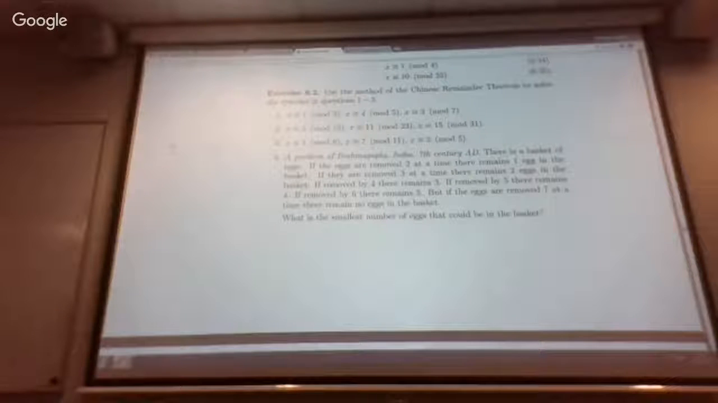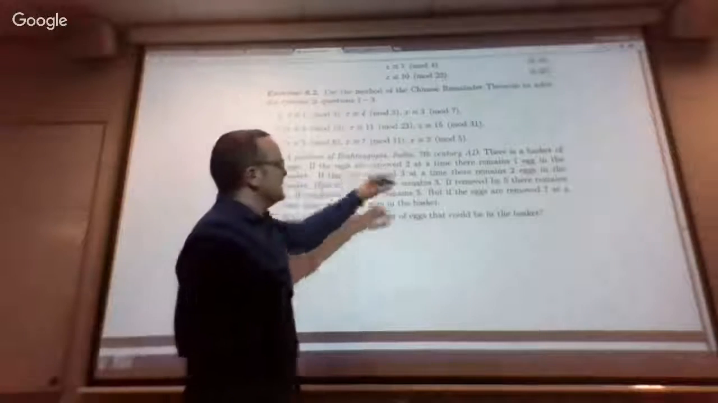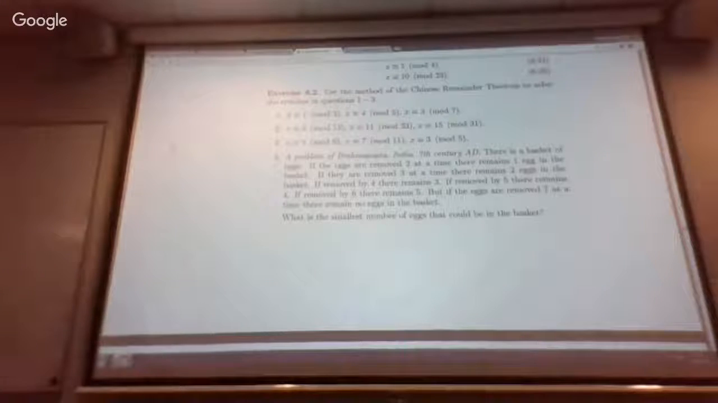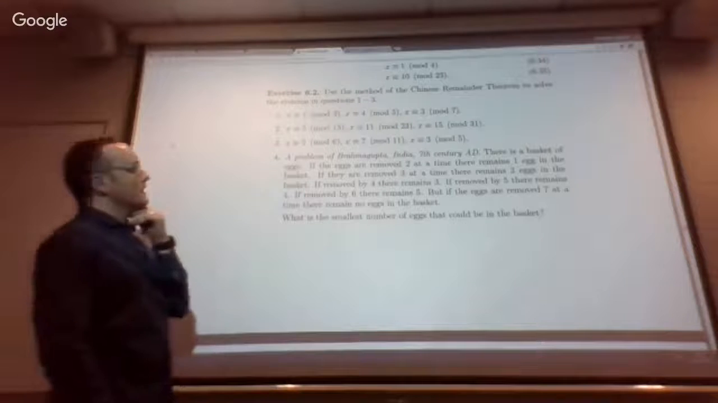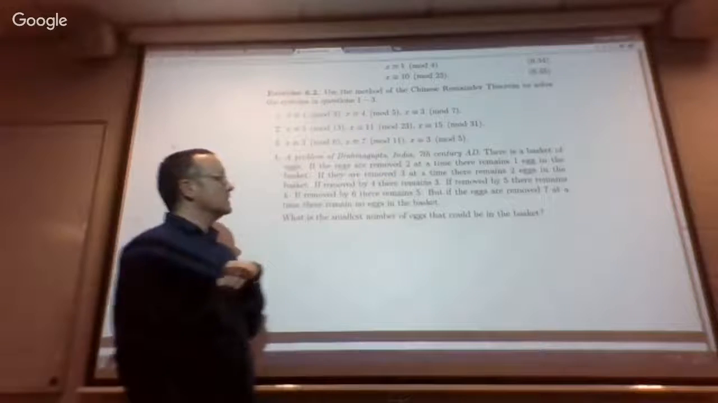If you look in the problems, there's a problem of Brahmagupta from India, writing in about the 7th century AD. They look like little curious problems, but they're not really interested in eggs and baskets, they're interested in the properties of the numbers. So here you have a basket of eggs, some quantity, and if they're removed 2 at a time, you'll be left at the end with 1 egg in the basket.